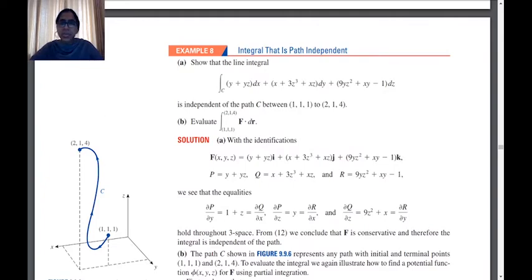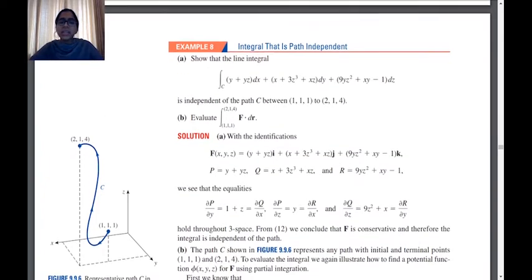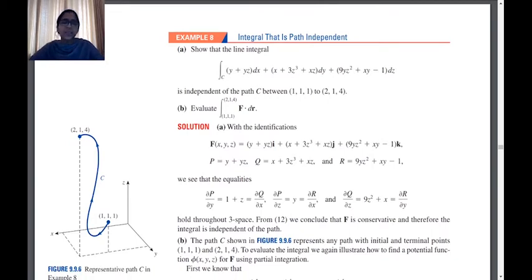There is another part to this question also, that is we are asked to evaluate the line integral. From the question it is clear that F of x, y, z is (y + yz) i + (x + 3z³ + xz) j + (9yz² + xy − 1) k. This is our F. And what is P? P is equal to y + yz, Q is x + 3z³ + xz, and R is 9yz² + xy − 1. So just recall what is the process to check whether the integral is path independent.